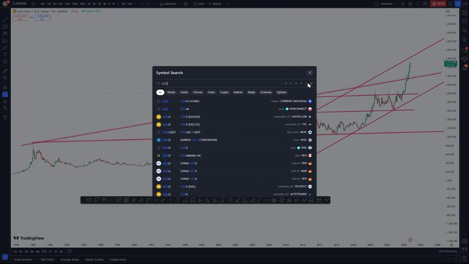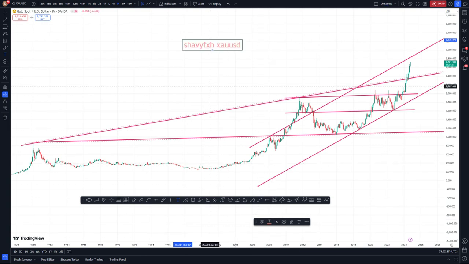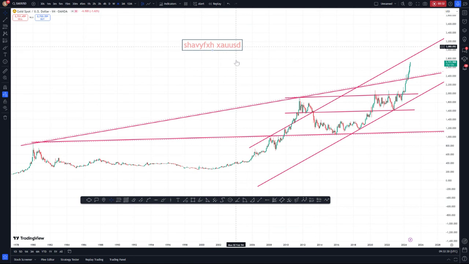So we want to look at XAU USD on a monthly time frame using Shavyfxhub strategy. This is very important based on what gold is doing at the moment. It becomes very skeptical for anybody to just keep a lower time frame bias.